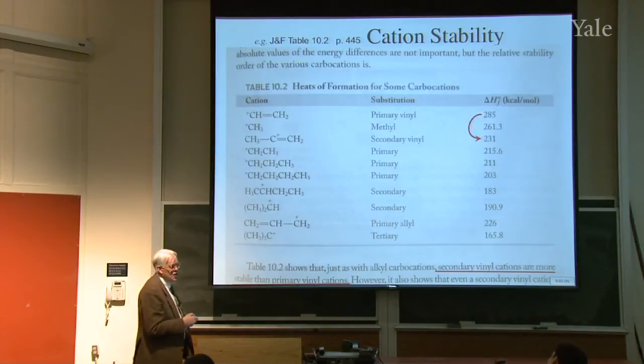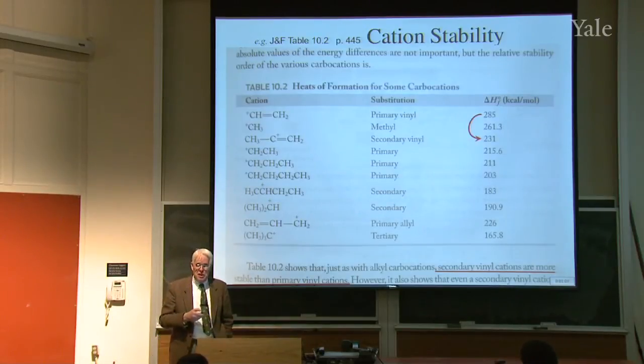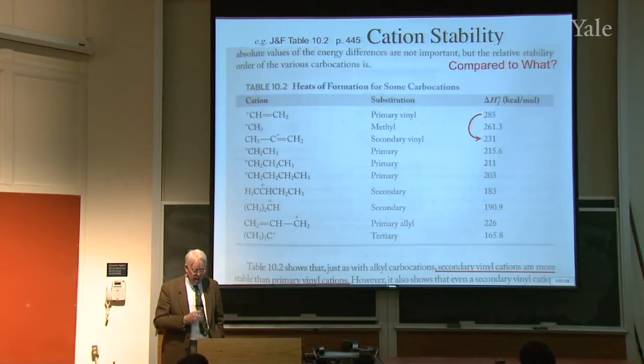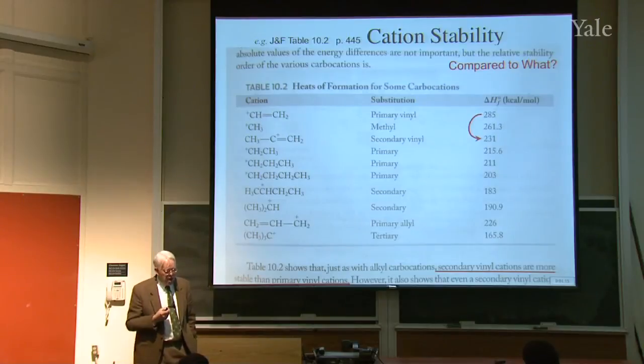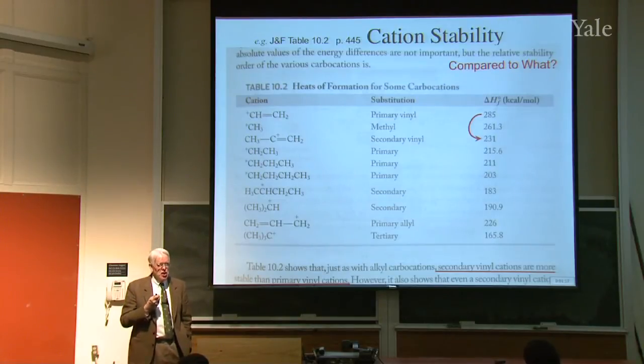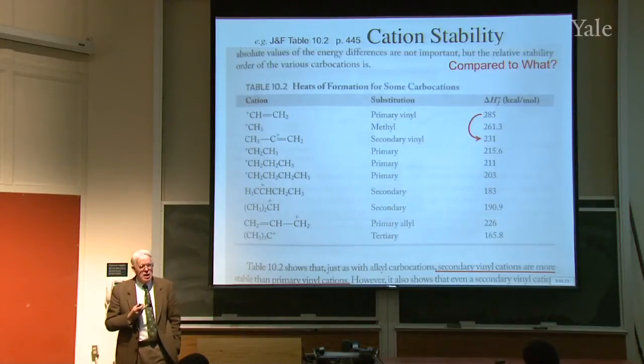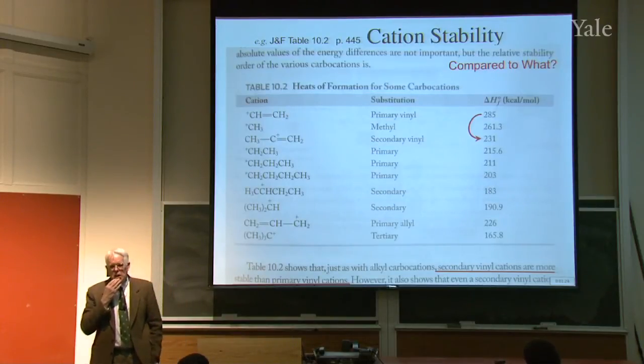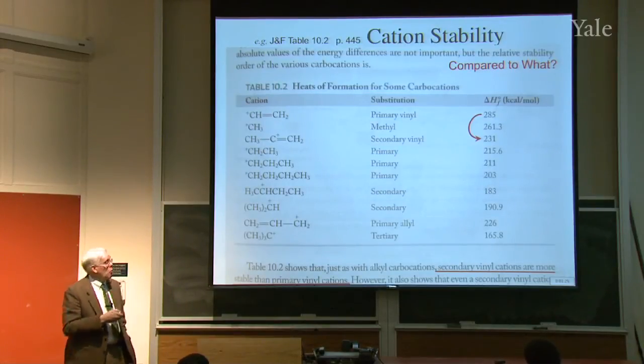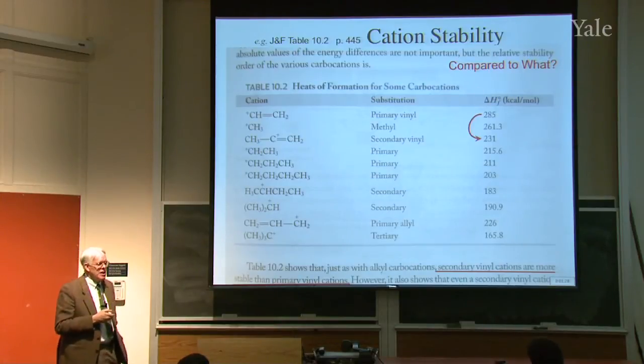Okay, now there's a problem with this, with using this table in this way. And the problem is compared to what? Is this really saying that a primary vinyl cation is more stable than a secondary vinyl cation? Compared to what? These heats of formation, what are they compared to?